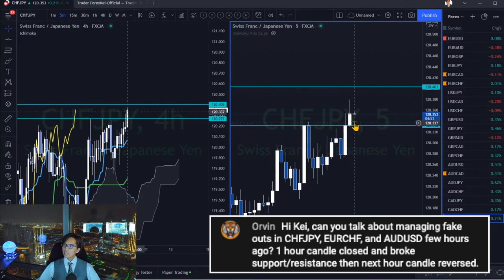Okay, so now in the 5 minute chart, the candlestick closed above the candles, right? Above the previous resistance. So this is good to go. This is the breakout. So from here, I will look for the buy chance.